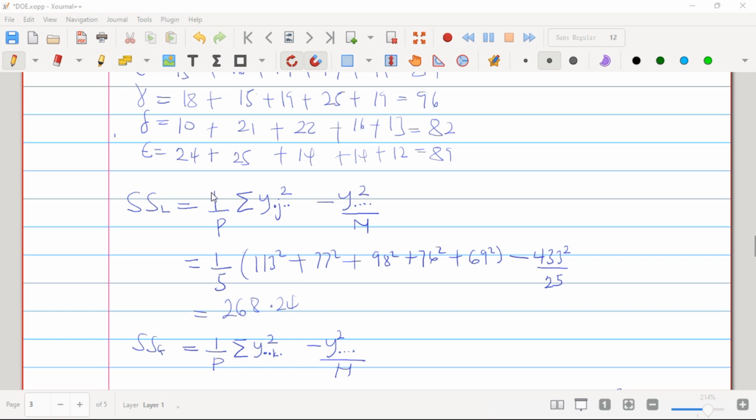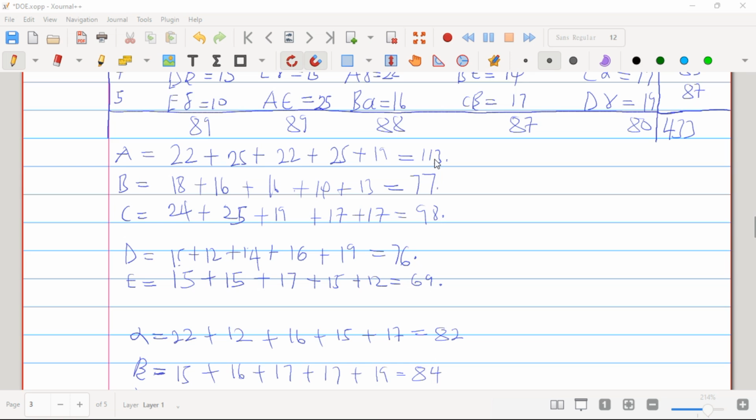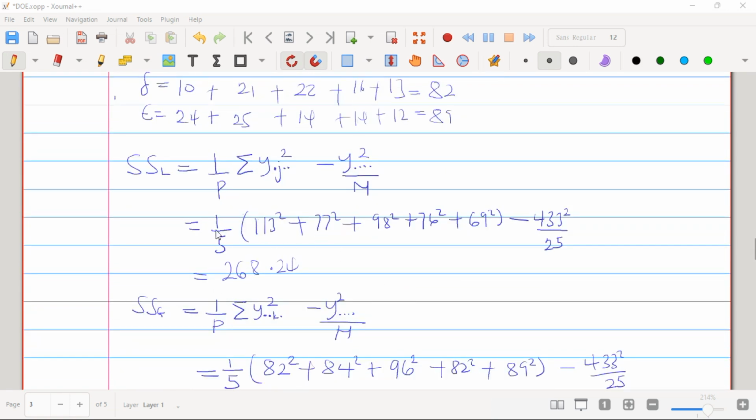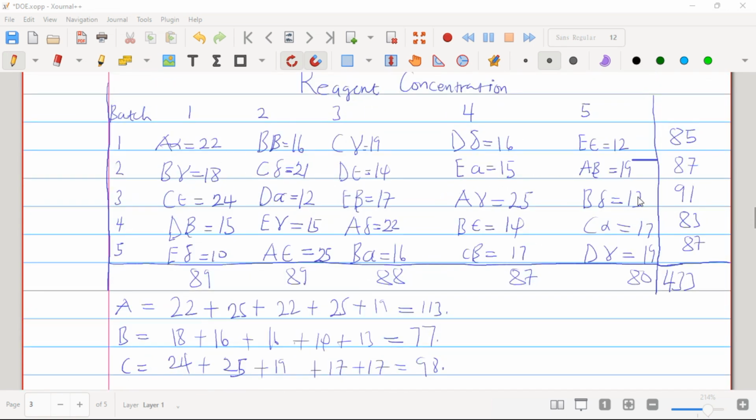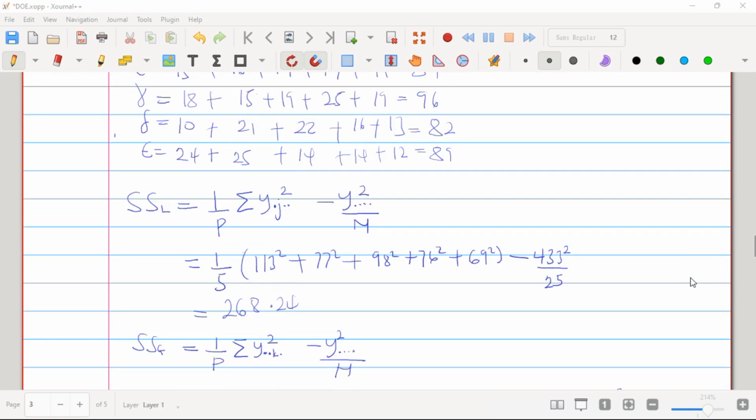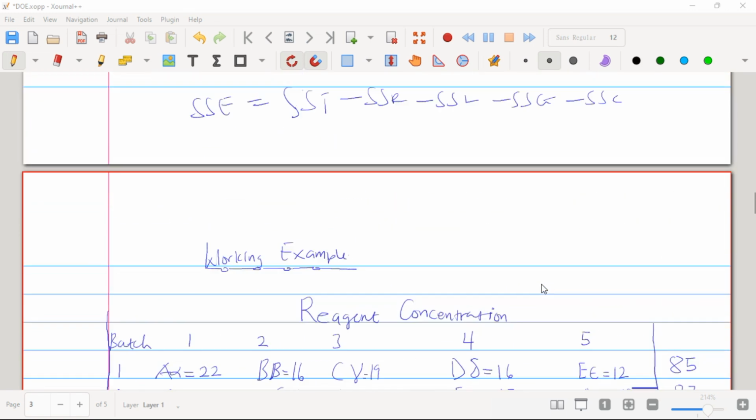So here we will have 1 over 5, since p represents the dimension of the matrix, times the summation of the individual Latin letter totals. We pick 113 and square, 77 and square, 98 and square, 76 and square, and 69 and square. So 1 over 5 of this, all squared as you have it, minus y dot dot dot dot dot, which is the total of all the observations. Once you add all the observations, you get 433, and our big N is 25.